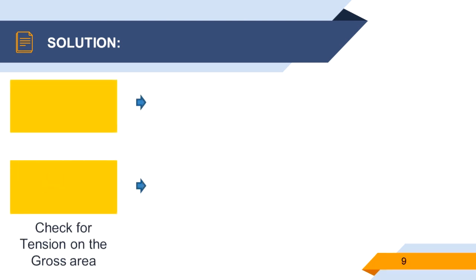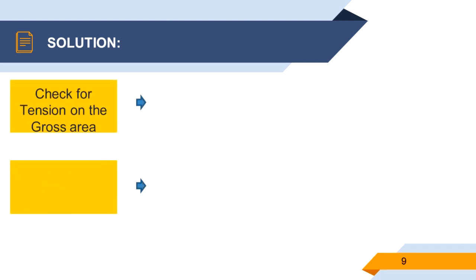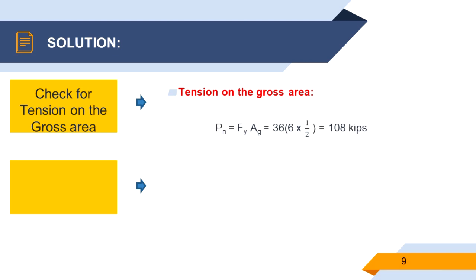Now we will check tension on the gross area. The nominal strength Pn is equal to Fy times Ag, and substituting the values, we get 108 kips.